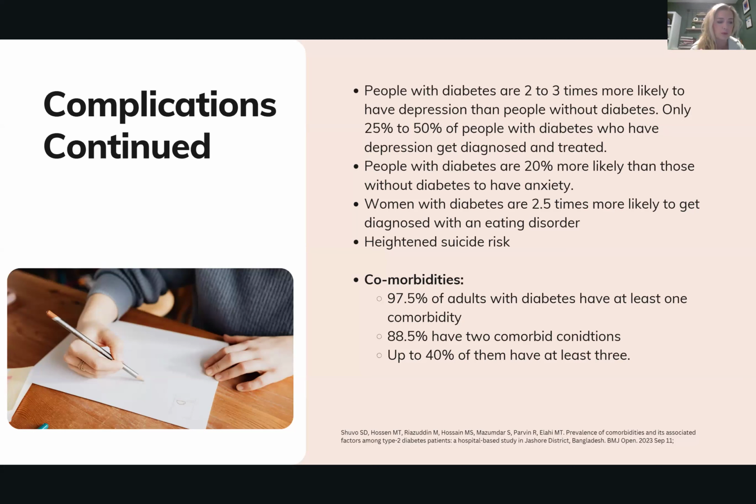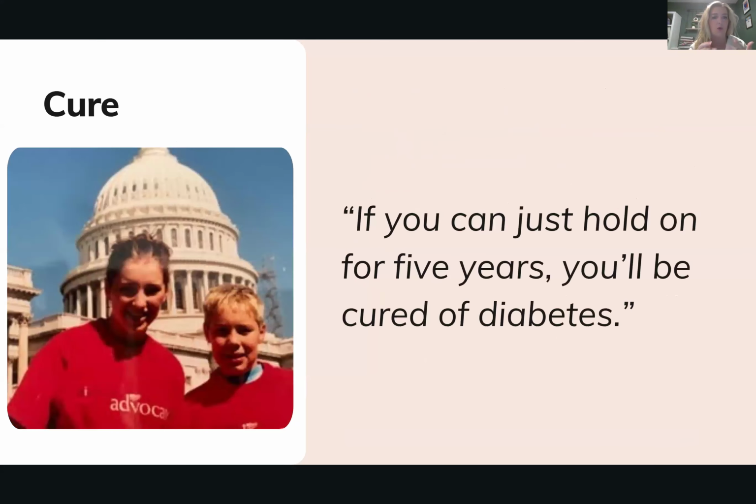So we know with comorbidities, just under 98% of adults with diabetes have at least one, and 88% have two comorbid conditions. I just saw my spelling error, sorry. And up to 40% have at least three. So again, you're not just thinking about diabetes. Now you're thinking about diabetes and amputation, diabetes and vision loss, diabetes and depression, diabetes and an eating disorder. So the list can really go on.